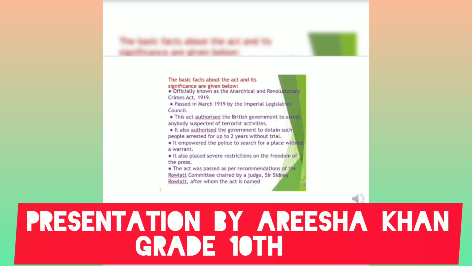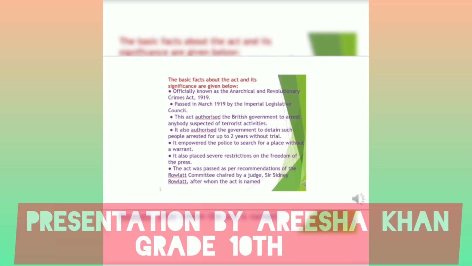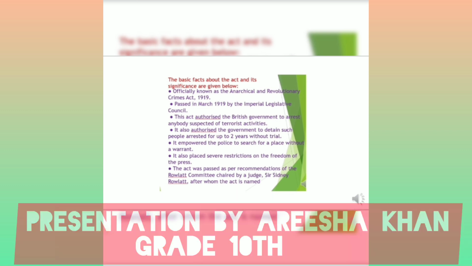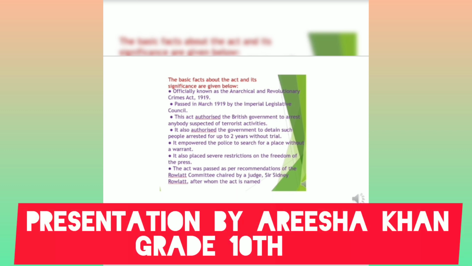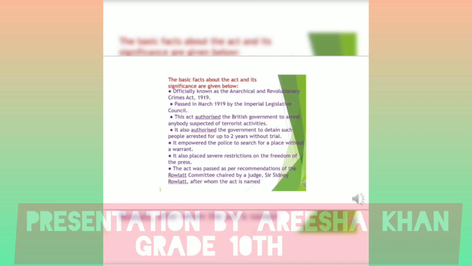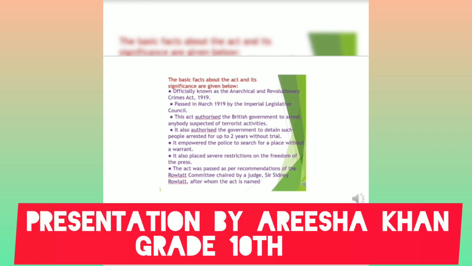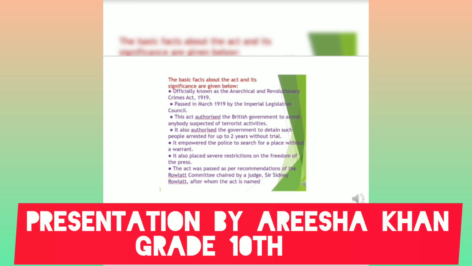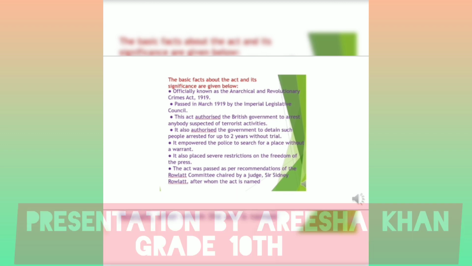It was officially known as the Anarchical and Revolutionary Crimes Act 1919. It was passed in March 1919 by the Imperial Legislative Council, and this act authorized the British government to arrest anybody suspected of terrorist activities. It also authorized the government to detain such people arrested up to 2 years without any trial. It empowered the police to search a place without a warrant. It also placed severe restrictions on the freedom of the press.